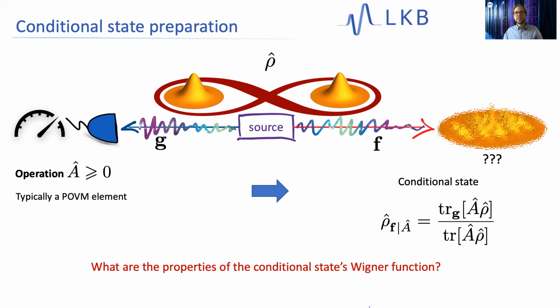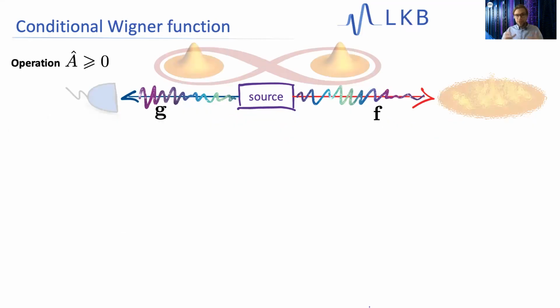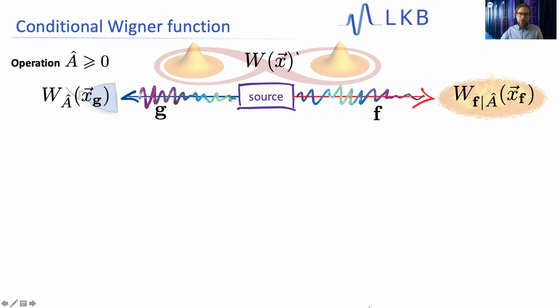So what I want to understand is, in general terms, what are the properties of the Wigner function of this state? More specifically, when does this Wigner function actually become negative? And so to answer this question, I have to translate this whole framework to phase space. So I will associate Wigner functions with everything. You get a Wigner function that describes the global state that is produced by the source, so the initial state. Then I have a Wigner function that describes the operation I'm doing, so the POVM element. If this is a projective measurement, this is going to be the Wigner function of the state on which we are projecting.